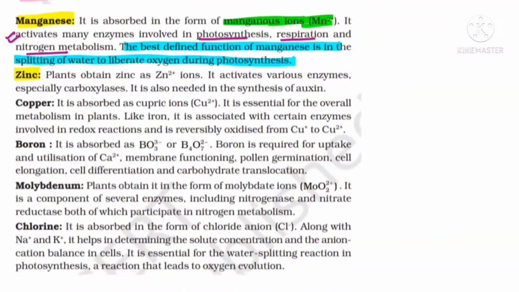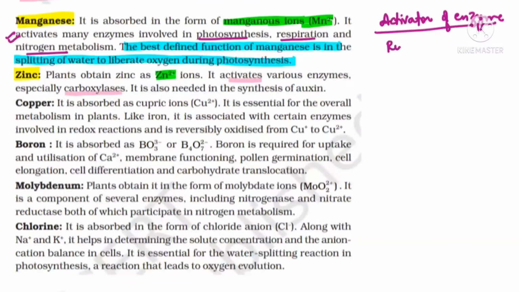Zinc is obtained in the form of Zn2+, and zinc is an activator of enzymes. It activates carboxylase. So let us write whatever activators we have learned till now. Activators of enzymes. It will be a revision for you.